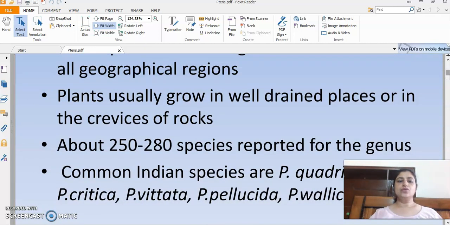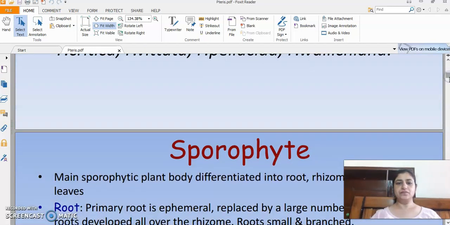About 250 to 280 species are reported for the genus, and the common Indian species which you can find are Pteris cretica, Pteris vittata, Pteris pellucida, Pteris wallichiana. These are some of them.